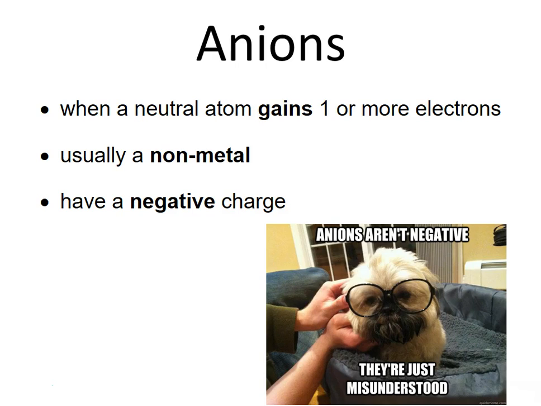Okay, so the other type of ion that can form is called an anion. This would be when a neutral atom gains 1 or more electrons. And these are usually the nonmetals that will tend to gain electrons. And so they will have an overall negative charge.